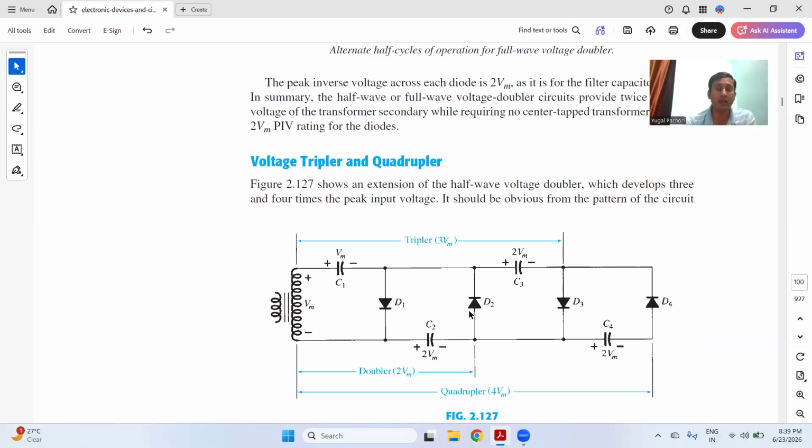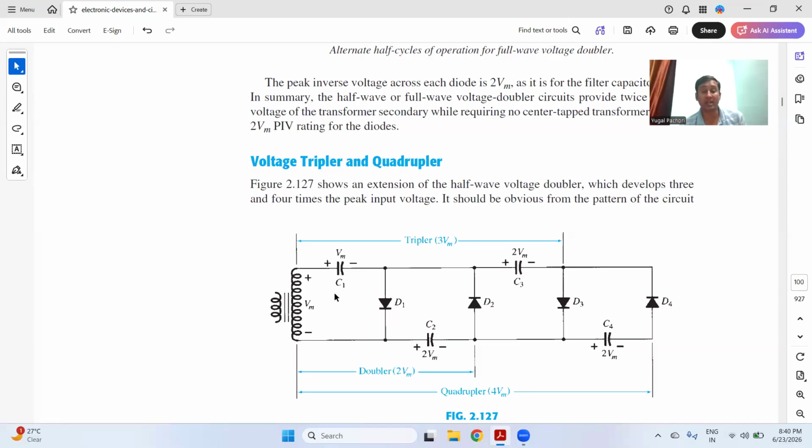Now, if you want to design a voltage tripler or voltage quadrupler, just see the number of diodes in the circuit. From this point A to this point B, it is acting as a tripler, 3 VM. Why? Because of one capacitor, one diode, second capacitor, second diode, third capacitor, third diode. They are arranged in an RC format, and across D3 you will get 3 VM. Hence this circuit is acting as a voltage tripler.